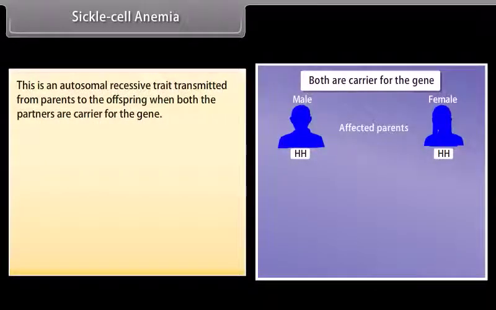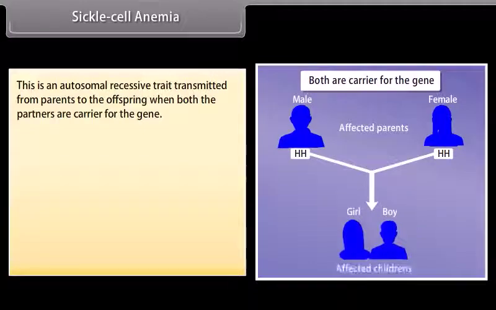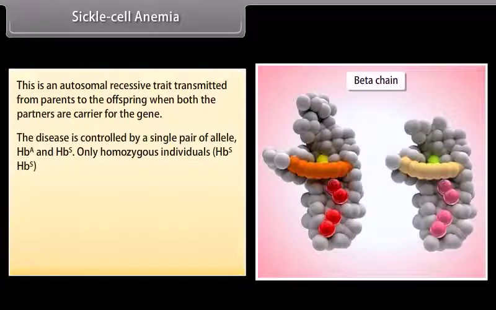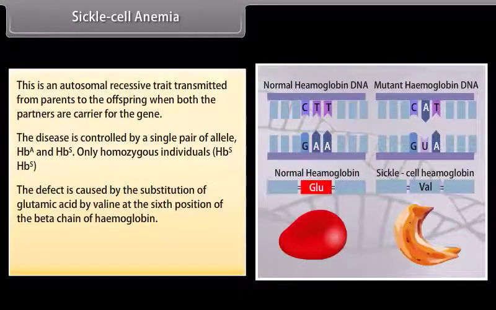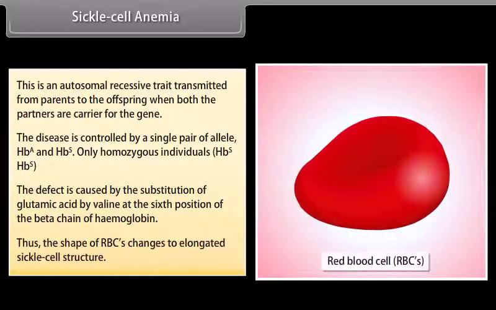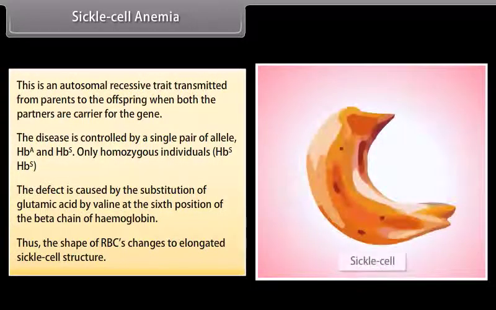Sickle cell anemia. This is an autosomal recessive trait transmitted from parents to the offspring when both the partners are carriers for the gene. The disease is controlled by a single pair of alleles, HBA and HBS, and only homozygous HBS individuals are affected. The defect is caused by the substitution of glutamic acid by valine at the 6th position of the beta chain of hemoglobin. Thus, the shape of RBCs changes to an elongated sickle cell structure.